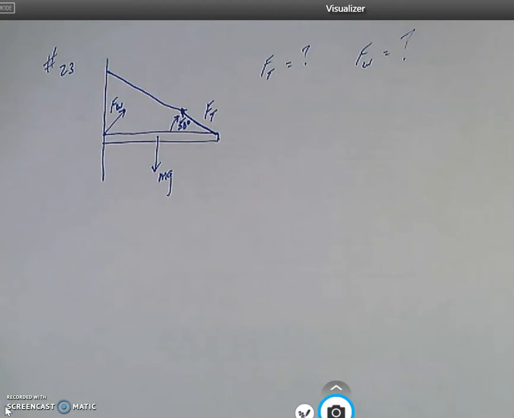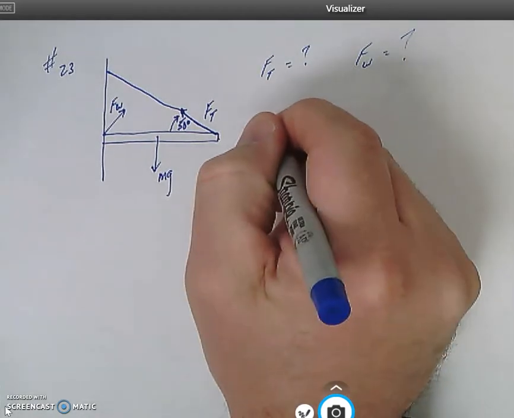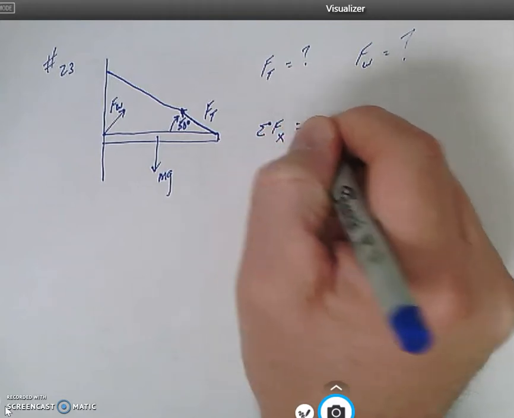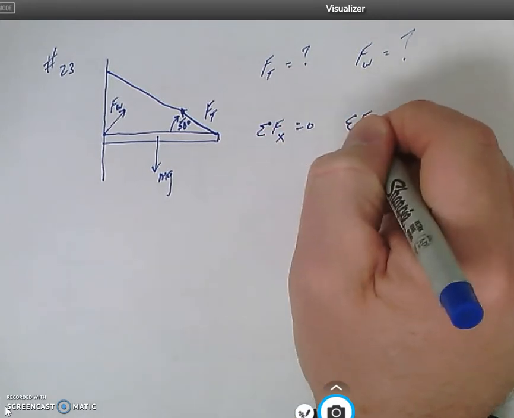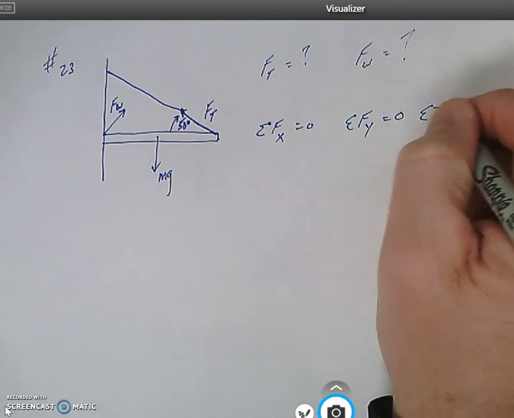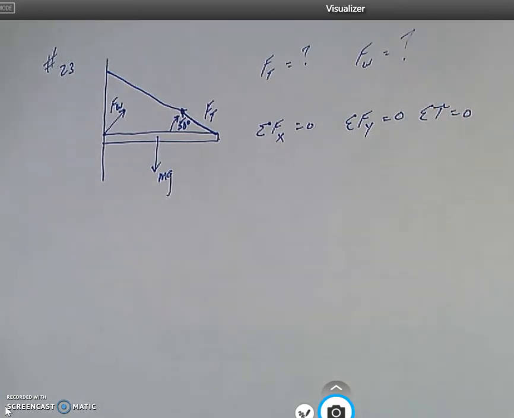We've got two questions to answer. We've got to find the tension and the force for the wall. There's a couple different ways to approach this. Again, remember, we have our three conditions for equilibrium. Sum of the forces in the x equals 0. Sum of the forces in the y equals 0. Sum of the torques equals 0.